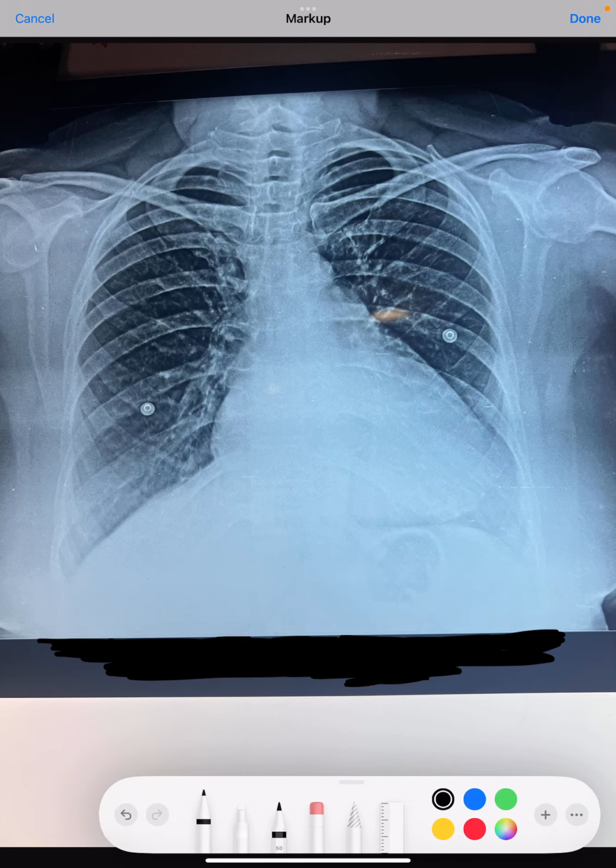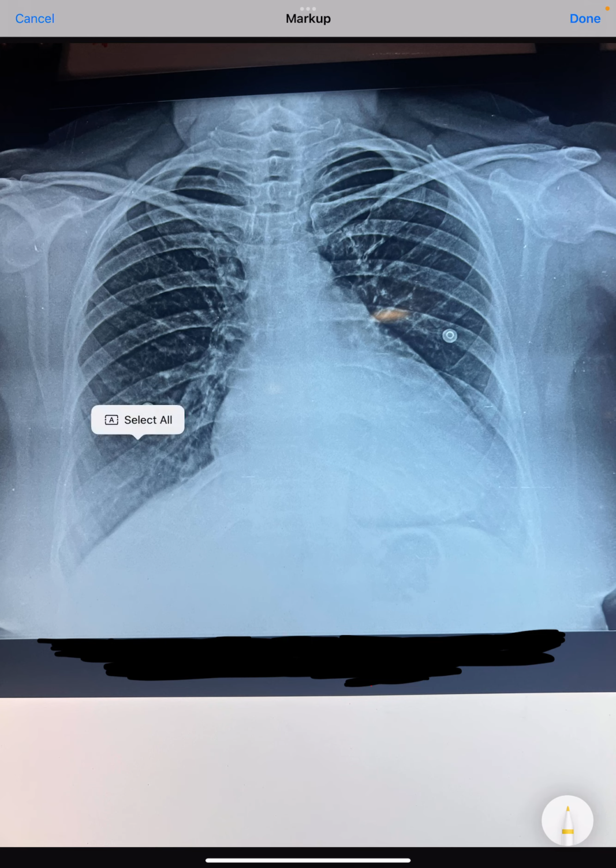Today we'll be talking about a very interesting chest X-ray. Now, what we can see in this X-ray is that this is the apex. This is the heart shadow. So we can trace the shadow, and this is the apex.